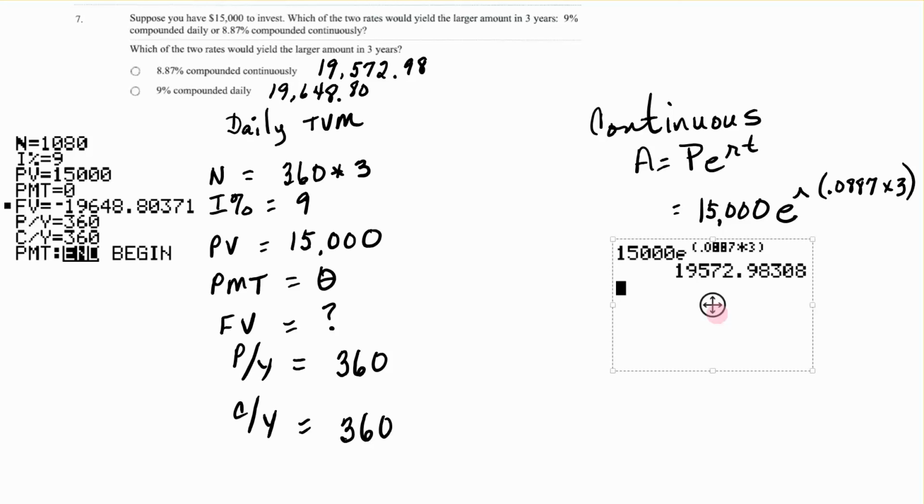Now, this question does not ask us for any of those numbers. Instead, it says which of the two rates would yield the larger amount in 3 years. And you can see that the 9% gave you slightly higher future value.